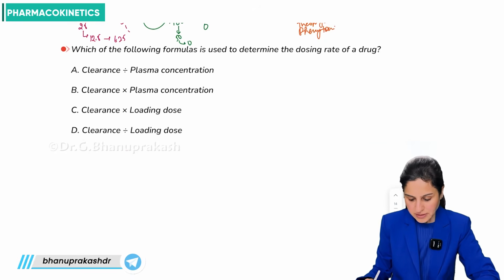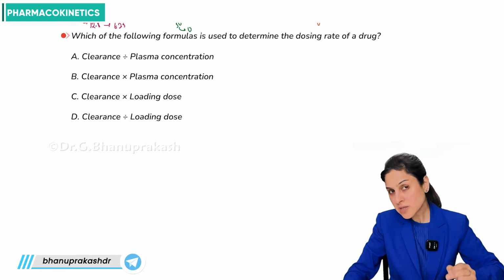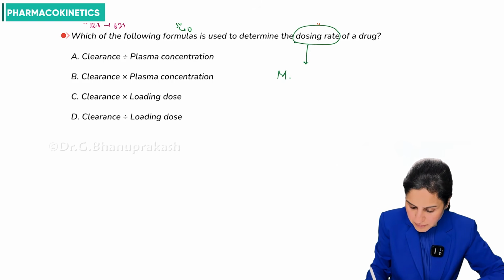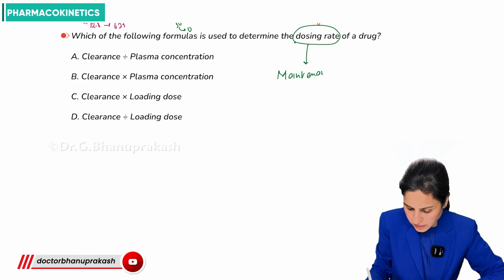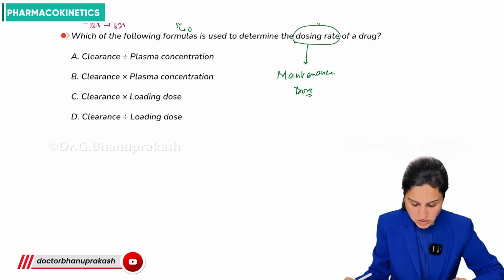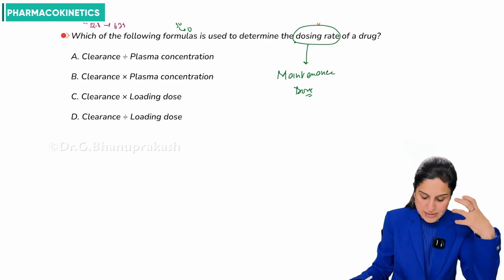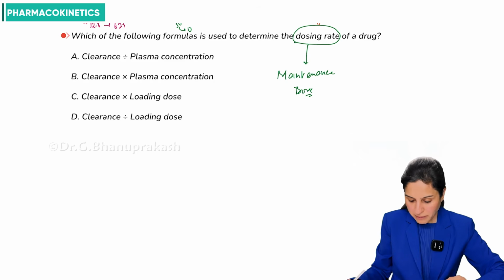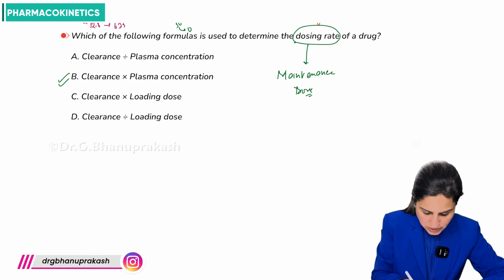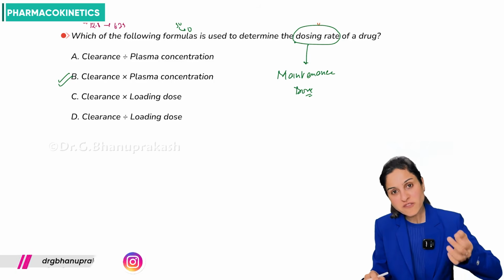All right. So the next MCQ which we had from the previous year: which of the following formulas is used to determine the dosing rate of the drug? Remember, what is dosing rate? Dosing rate means the maintenance dose. Whether it is clearance divided by the plasma concentration, clearance multiplied by the plasma concentration, clearance multiplied by the loading dose, or clearance divided by the loading dose. Remember, the formula for the maintenance dose is equal to clearance into the plasma concentration.